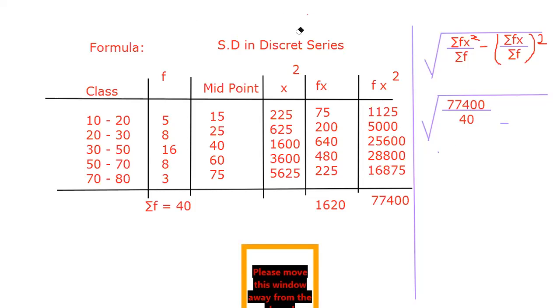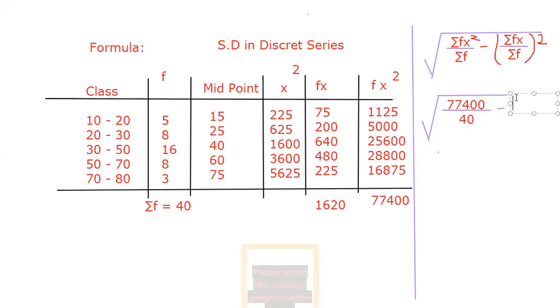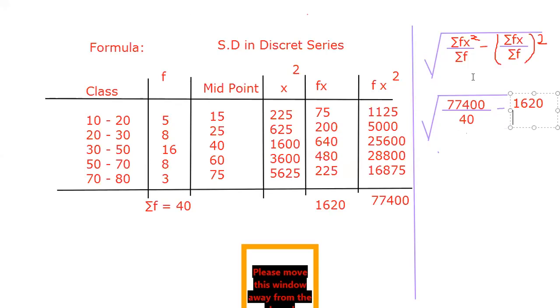guys, are you able to understand? Is there any doubt? Are you following me? No doubt, sir. So sigma fx square is 77,400 divided by 40, minus sigma fx, that is 1620, divided by 40, to the whole square.